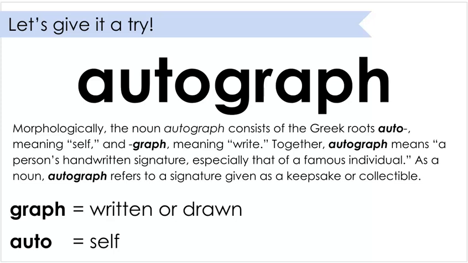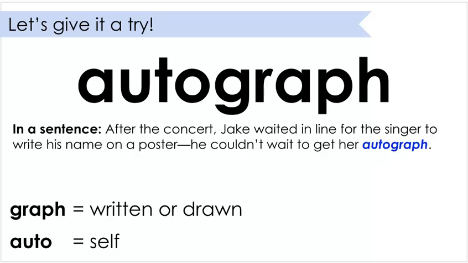Or really, that could be you. Maybe you're the famous individual. As a noun, autograph refers to a signature that is given as a keepsake or collectible. But basically, an autograph is something that is written down by someone in particular, by themselves. In a sentence, you might say, after the concert, Jake waited in line for the singer to write his name on a poster. He couldn't wait to get her autograph. And of course, that would be used as a noun.